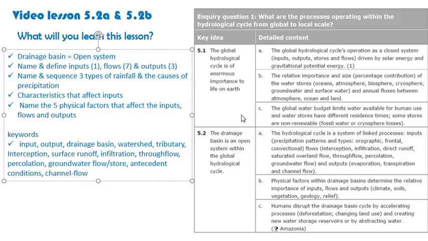So just to recap, the last video was all about the global hydrological cycle. So we're thinking in terms of a closed system at planet Earth scale. This part of the spec, 5.2, is focused more on drainage basins, so individual rivers and a more local or regional scale.